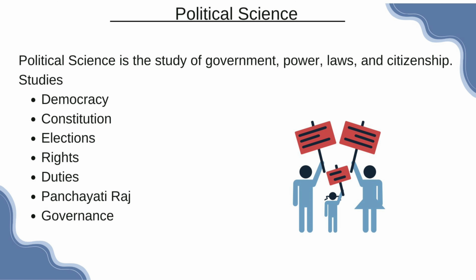What is political science? Political science is the study of government, power, laws, and citizenship. It answers important questions like who makes laws, why do we need a constitution, how are elections conducted, what are our rights, what are our duties. Political science teaches us not just about governments but about becoming a responsible citizen of a democracy.